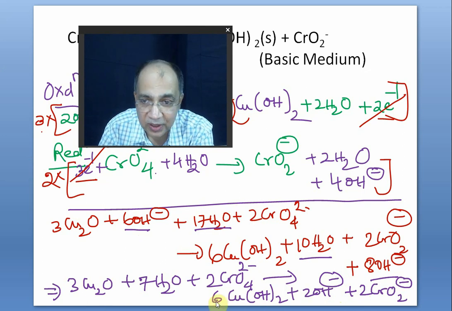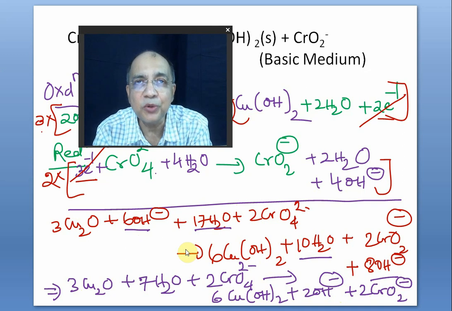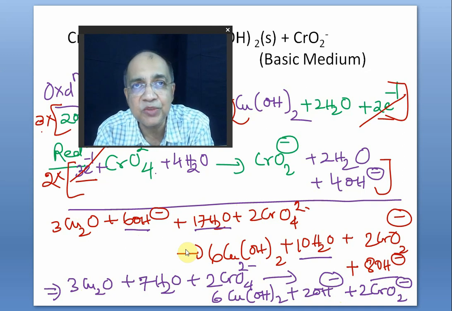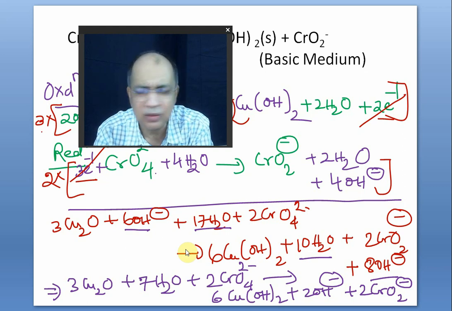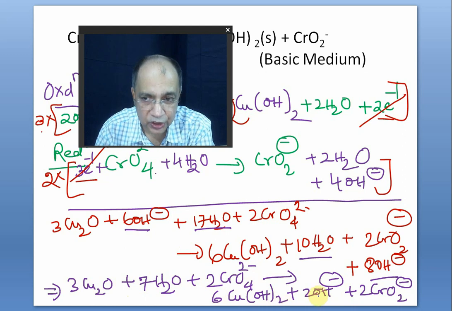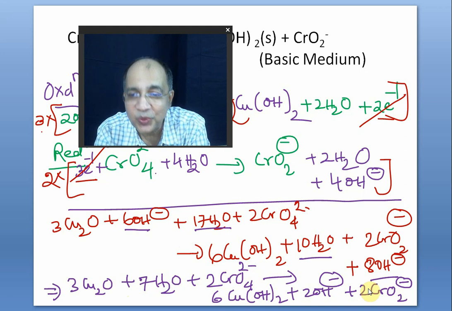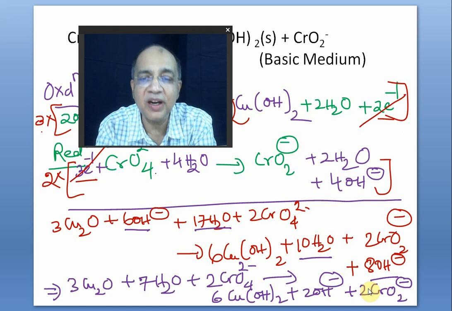3 2s are 6 copper, 6 copper. The most important check is oxygen. If the number of oxygen atoms is the same on both sides, and the charge is the same, then you need not bother. So oxygen is 3 plus 7, 10, plus 4 2s are 8, 10 plus 8, 18. Now in the RHS, 6 2s are 12 plus 2, 14, plus 2 2s are 4, 18. So oxygen is balanced.